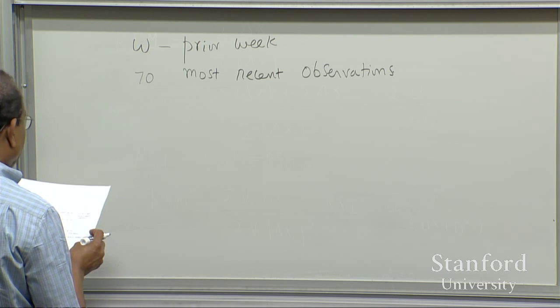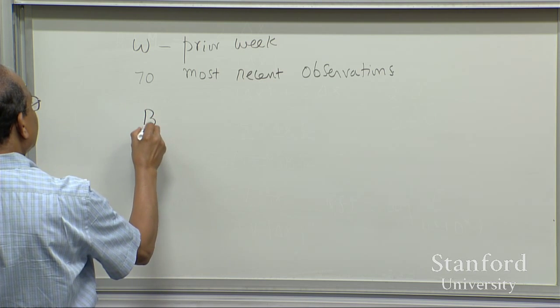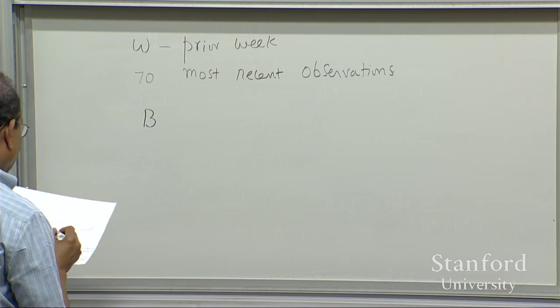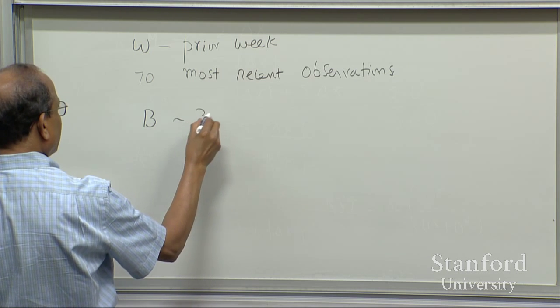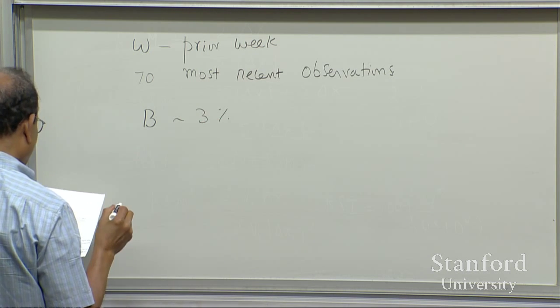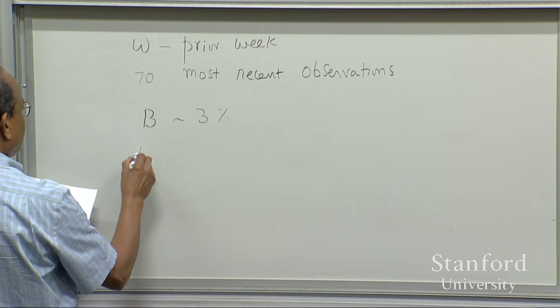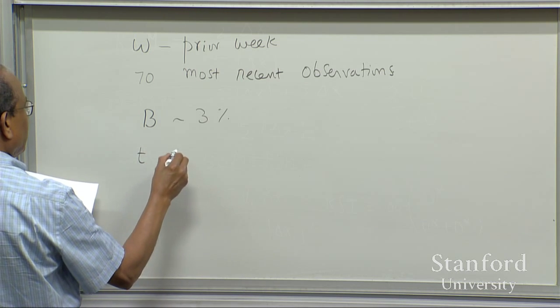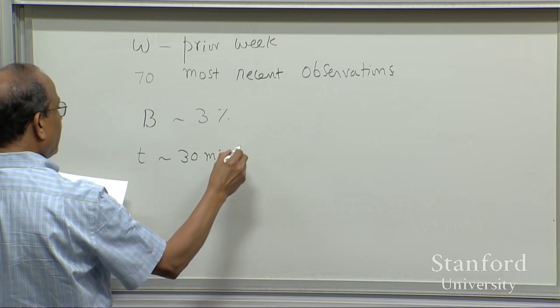And the quantity B, which is supposed to be acting as a deciding point to enter or exit the market, is generally taken to be 3%. And they calculate the last half an hour interval. T is supposed to be a 30-minute interval.